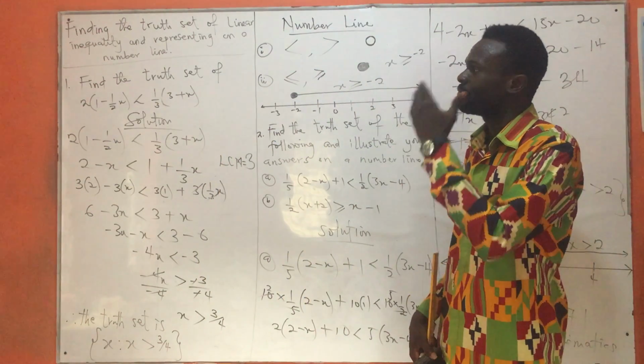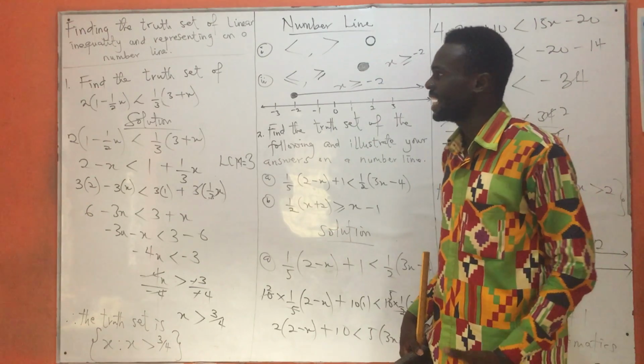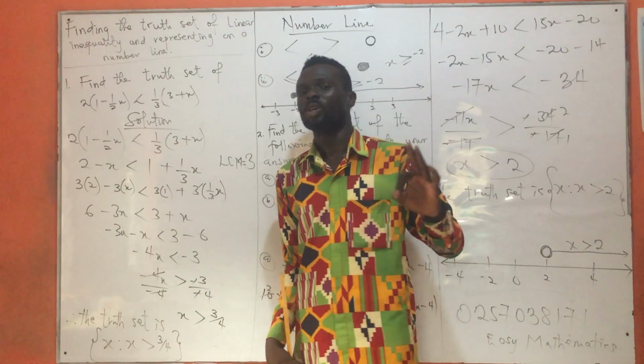Today we've looked at finding the truth set of a linear inequality and representing it on a number line.